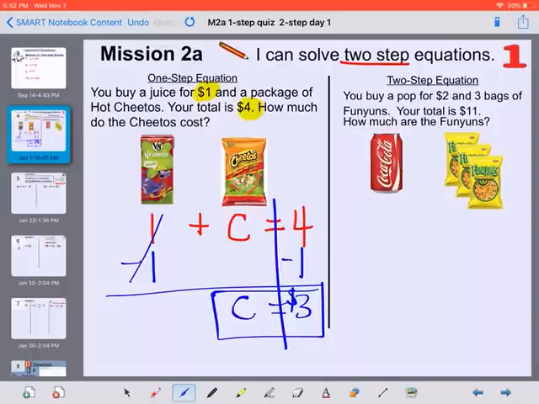All right, let's take a look at our two-step. It says you buy a pop for $2, so right away I know this is $2. And we're also buying 3 bags of Funyuns. Your total is $11. So we know these two things together equals $11, but we don't know how much the Funyuns are. So that's what we're trying to figure out. How much are the Funyuns? So we know we have 3 bags, but we don't know how much they cost. So if we knew the cost, we could multiply it by 3 to figure out the cost of all of the Funyuns. So I'm going to use 3F, 3 bags of Funyuns.